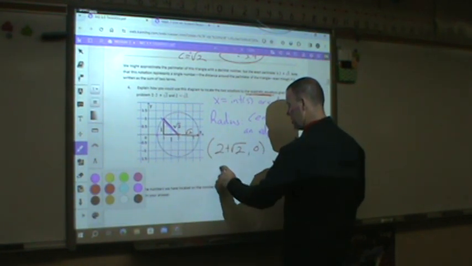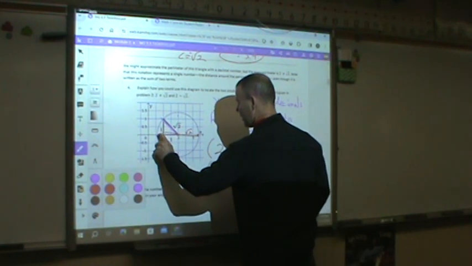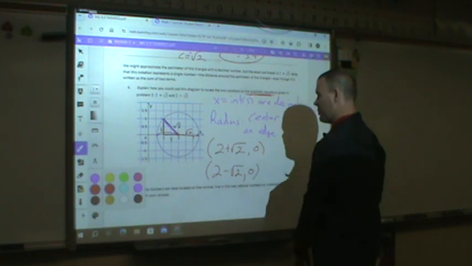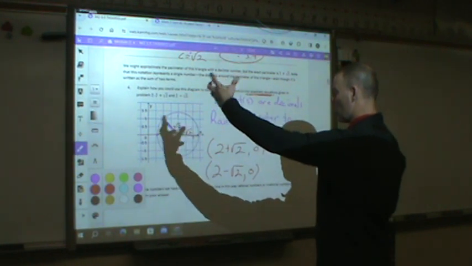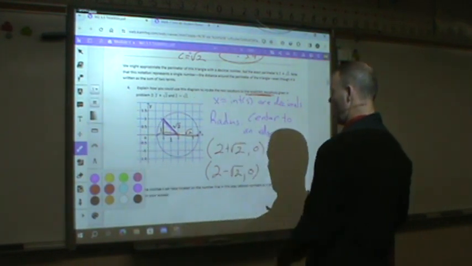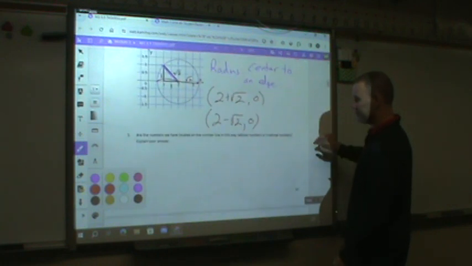The other x-intercept is I'm going to go out 2, but I'm going to go back the square root of 2. So 2 minus the square root of 2 and 0. And there's my x-intercepts. I used the triangle because how else would I find the radius of the circle other than drawing a triangle? That's using principles of geometry to help me with algebra.